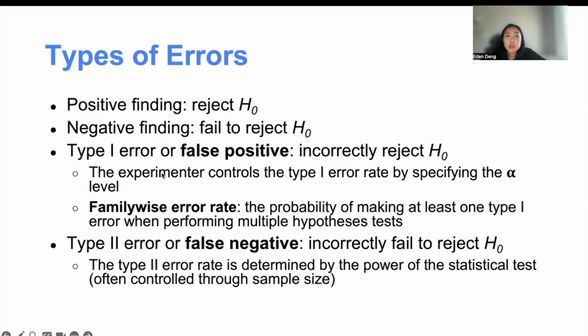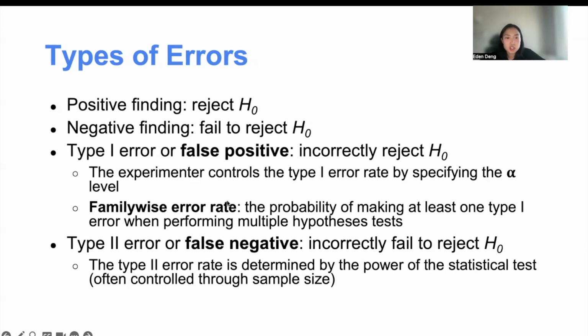So a type 1 error rate, which I mentioned before, is also called a false positive. And this occurs when the null is actually true, but we find evidence to reject it. And this error rate is determined by the significance level, or the alpha level, that we set. In the case of multiple testing, the corrections we have are going to aim to minimize this type of error.